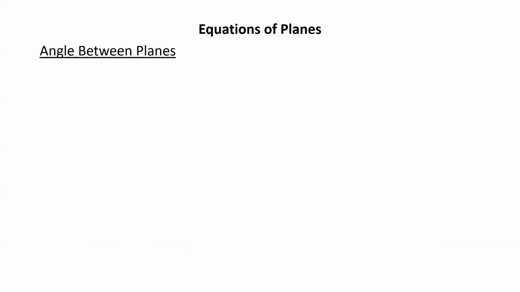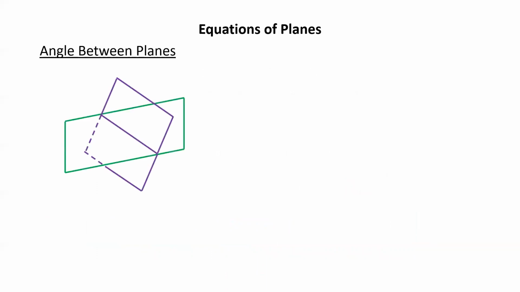Angle between planes. So here's a picture of two planes intersecting each other. There are actually two angles here. When we talk about the angle between planes, if we don't mention anything else, we will always mean the smaller of the two angles. In other words, the angle theta that is between 0 and pi over 2.